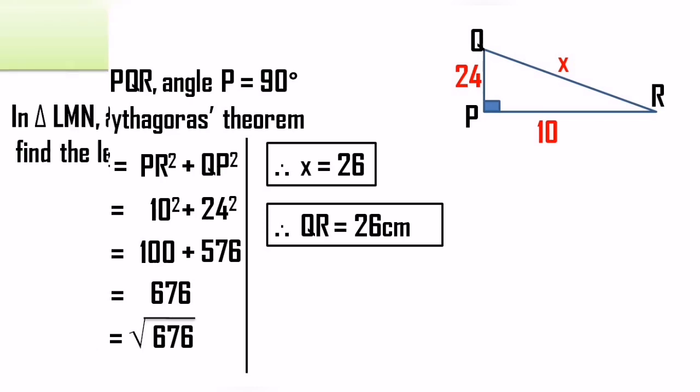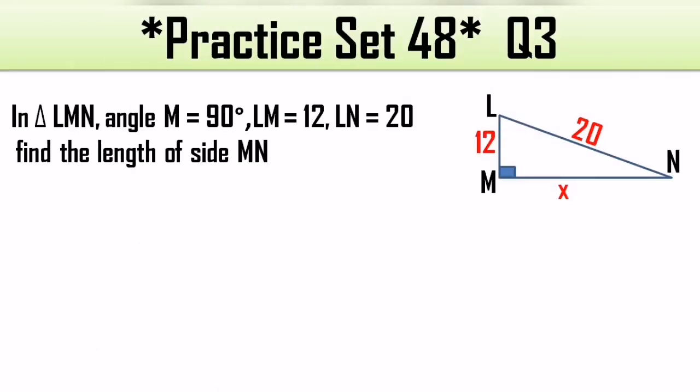Here we go with the next question, question number 3 on the screen. Again, the question is about a right angle triangle where angle M is 90 degrees, the lengths of sides LM and LN are given to me, and I need to find the length of side MN. As angle M is 90 degrees, the side opposite to it, that is LN, is nothing but the hypotenuse. The hypotenuse is given to me and I need to find one of the perpendicular sides of that triangle.